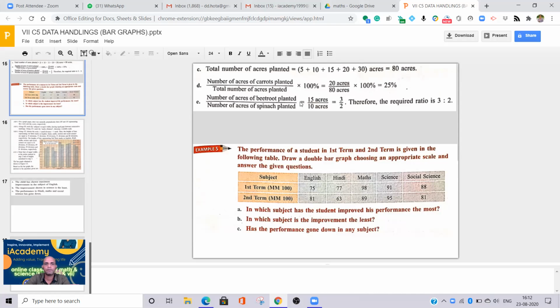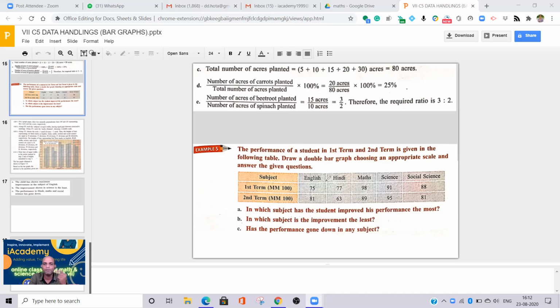Here the question is very important, and the steps are mentioned very clearly. Look, the performance of a student in first term and second term is given in the following table. Draw a bar graph choosing an appropriate scale and answer these questions. Now clear? What you have to do? आपको data को देखना है. Then according to this data, you have to plan and draw a graph.